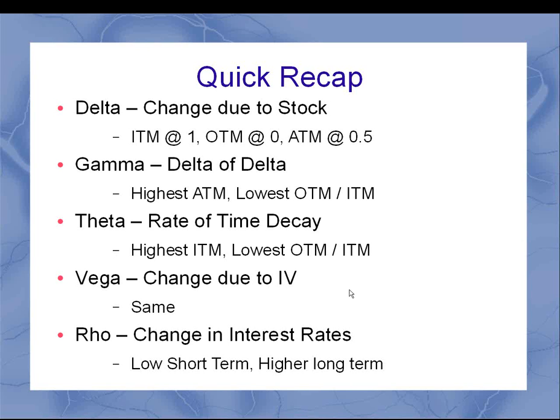Vega is your change in your option price due to the IV. And again, it's the highest at the money, and the lowest when you go out of the money or in the money.